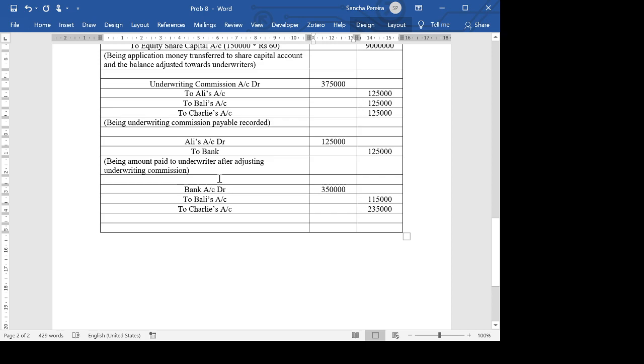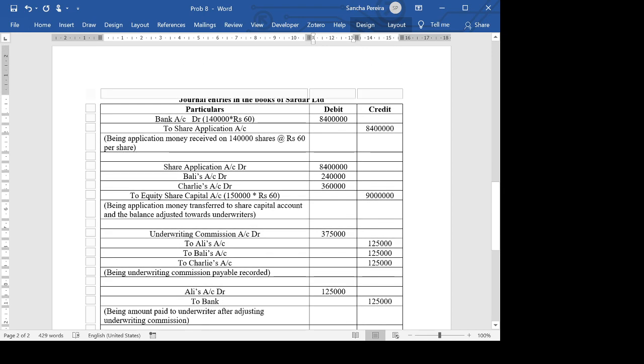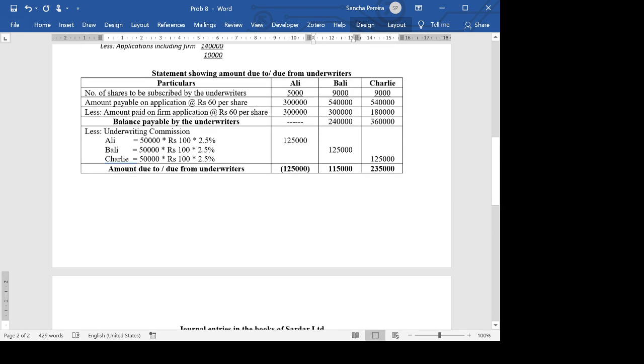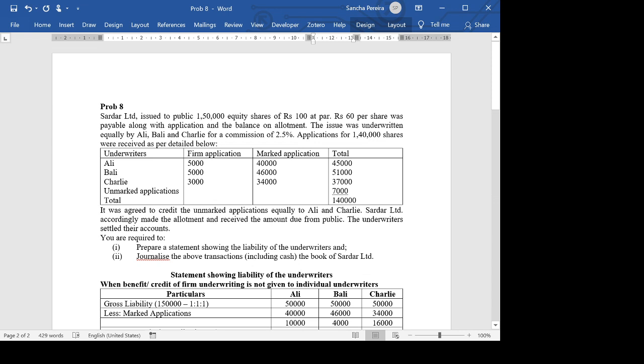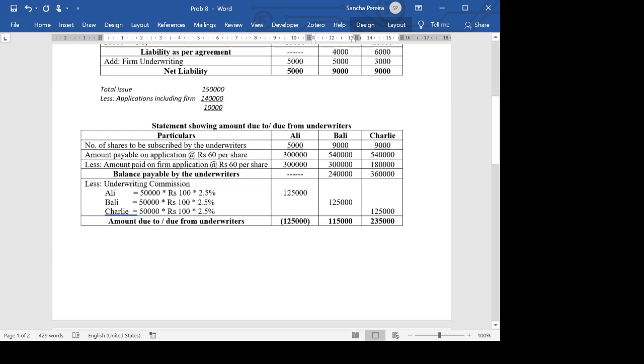So these are the usual 5 entries that we normally pass in every problem. Now in this problem, we are going to go a step ahead because they've also told us about the allotment. We also know how much is payable on allotment. In the previous problem, we didn't know how much was payable on allotment, so we stopped after the amount who has to pay who. But in this problem, we know how much is being paid on allotment. So I go a step ahead.